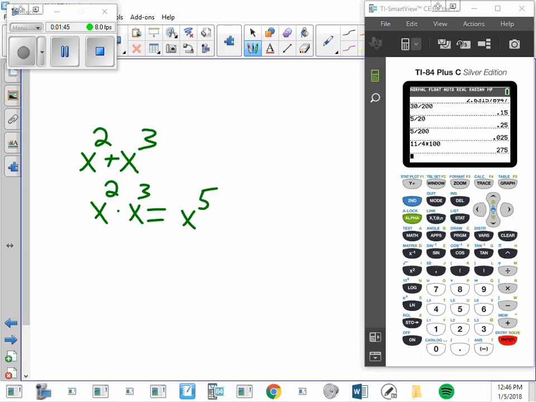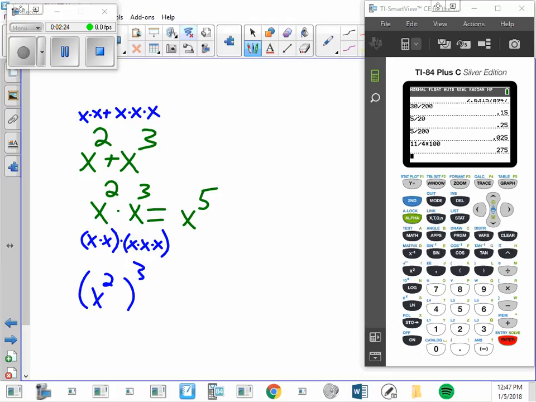That's x to the 5th, and the reasoning behind that is this is x times x plus x times x times x, and they don't mix, right? But on this one, I have x times x multiplied by x times x times x, so I just add up all the x's, and then I have 5 of them, right? Oh wait, we just did that one. Sorry.